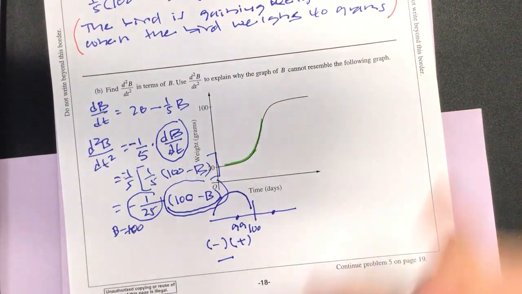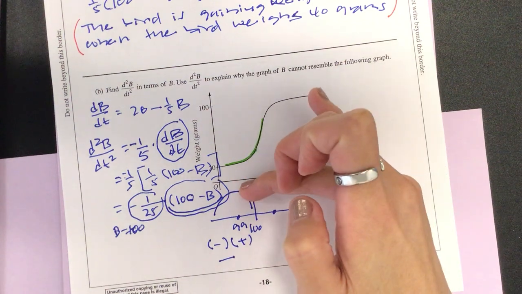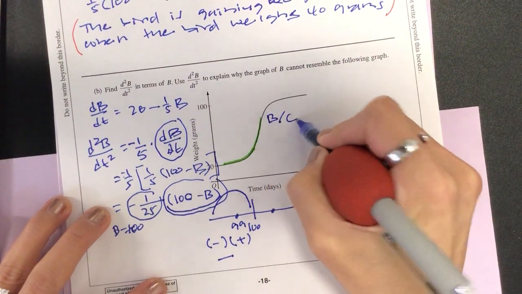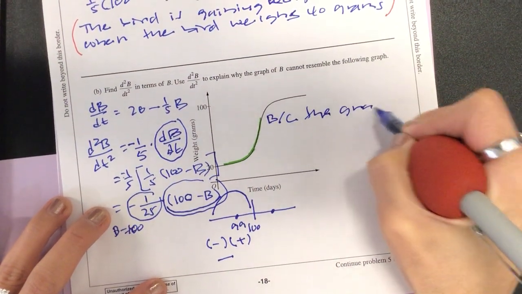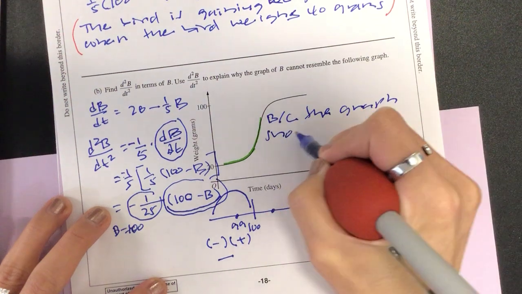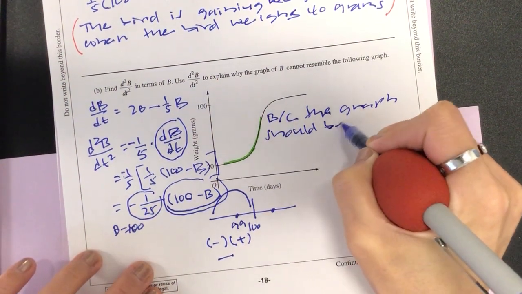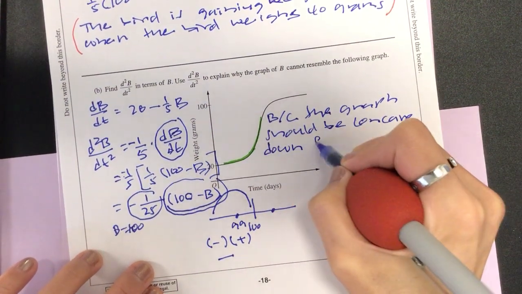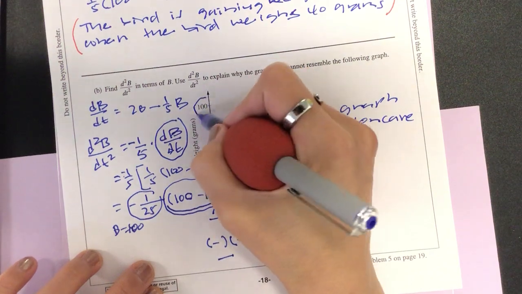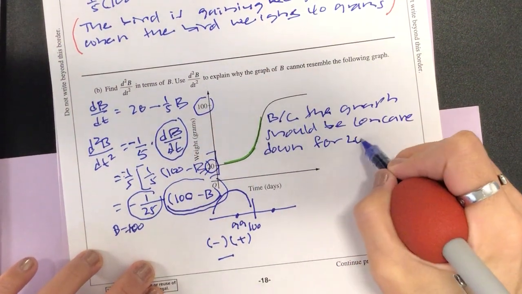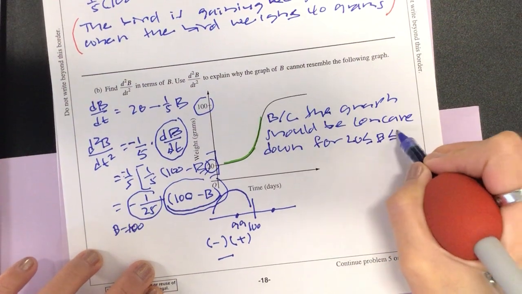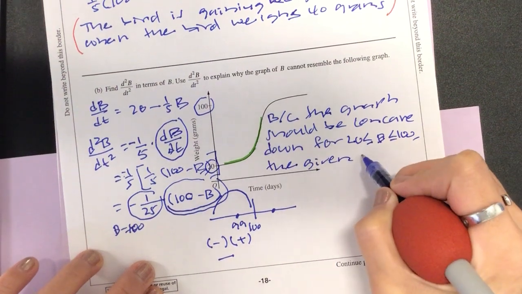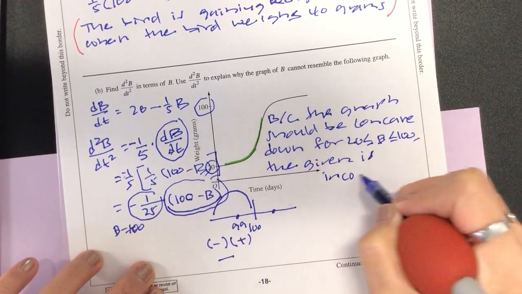So look at the contrast. The graph gave me concave up, and I got concave down. Let's see how we can phrase this. Because the graph should be concave down, and I'm going to be specific for the value between 20 and 100, 20 less than or equal to B, less than or equal to 100, the given graph is incorrect.